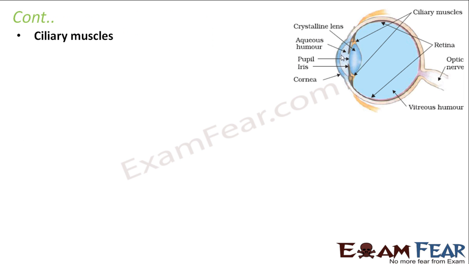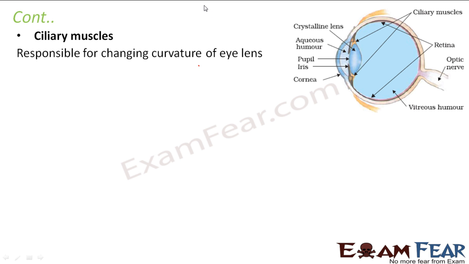Next are the ciliary muscles. These ciliary muscles are responsible for changing the curvature of the eye lens, and once the curvature is changed, the focal length also changes. What do you mean by curvature? Let us suppose I have a lens like this, another lens like this, and another thin lens like this. What is the difference in all of these? In this, the curvature is intermediate. In this case, the curvature is more, and in this case the curvature is very less.